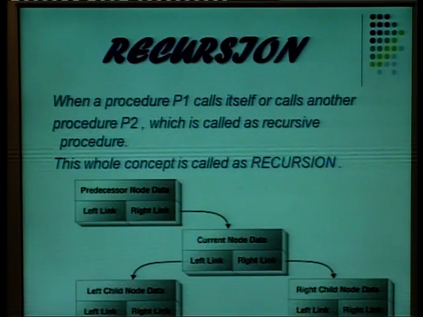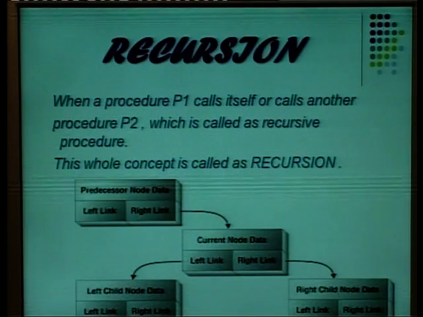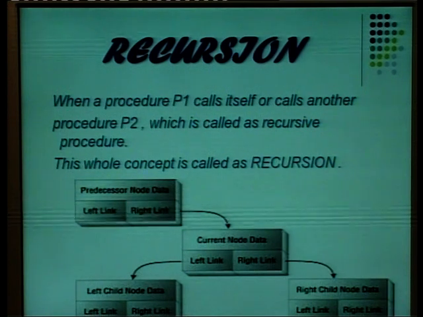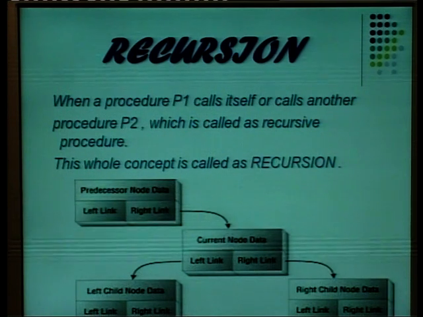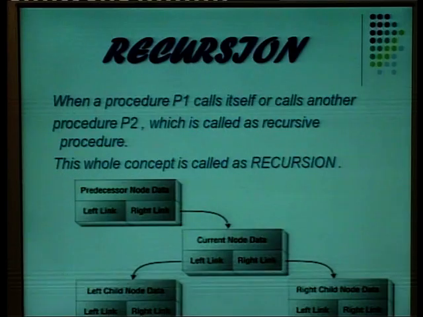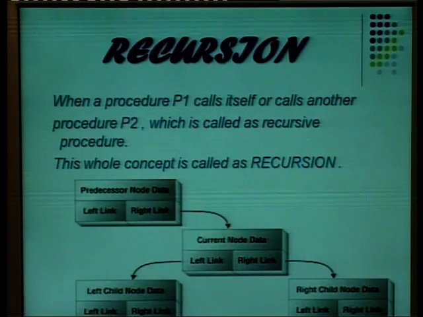This is the example of a recursive procedure: node data, left link, right link, then current node data, left link, right child node data, left. This is the example of recursion.